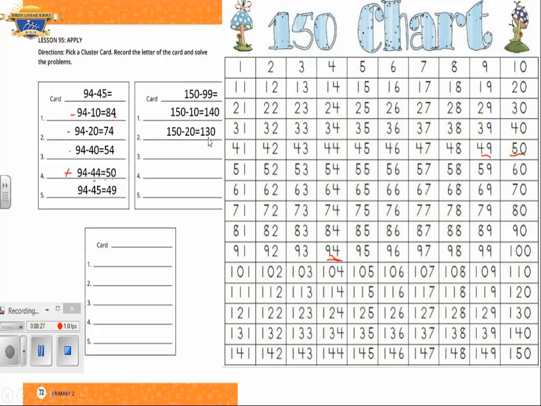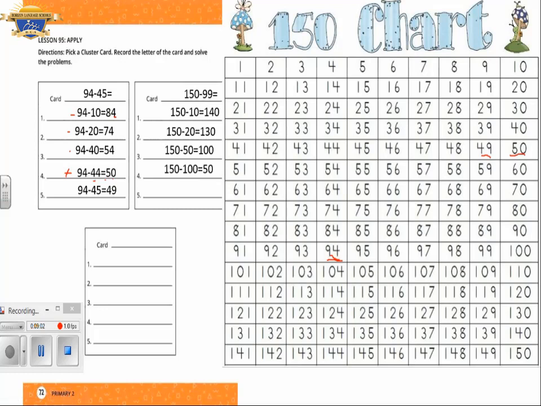Problem number 3. 150 minus 50. We want to make it faster. Okay, so 150 minus 50 equals 100. The hundreds remain the same and the ones remain the same. We will just subtract the tens. So 5 minus 5 equals 0. Problem number 5 will be 150 minus 100.